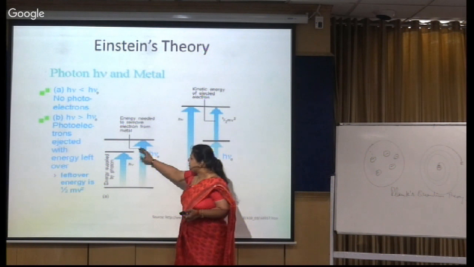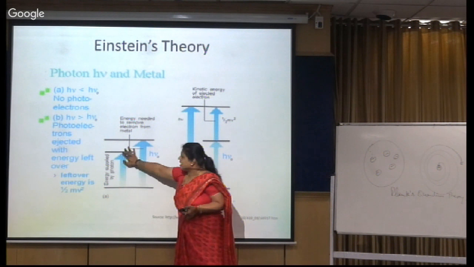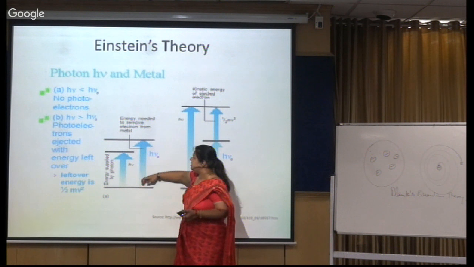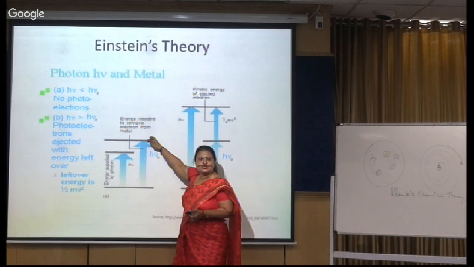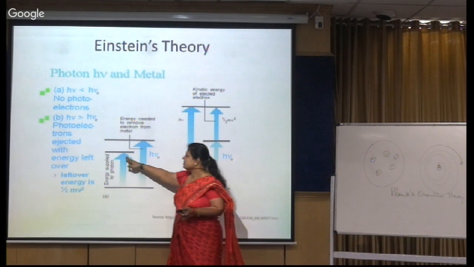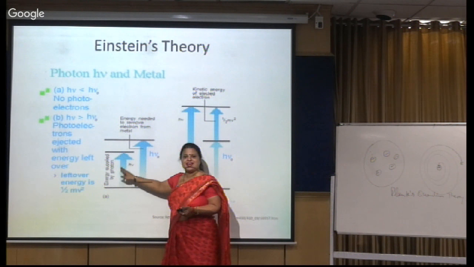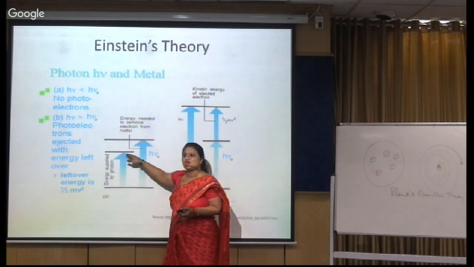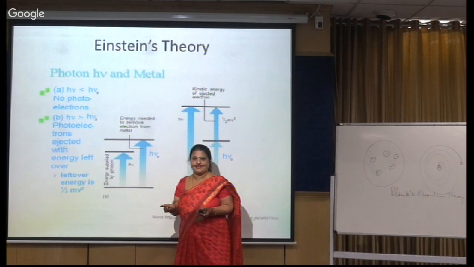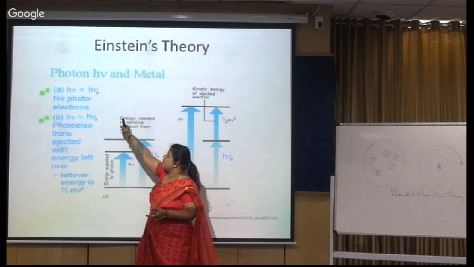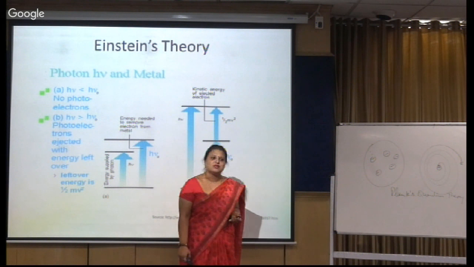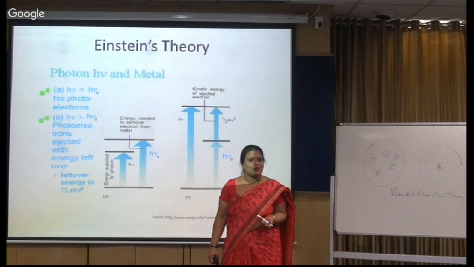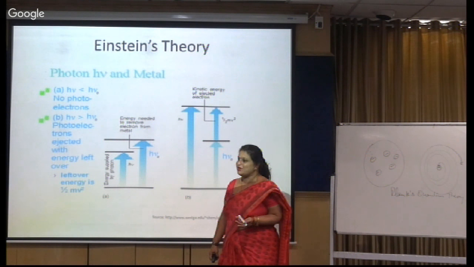Suppose this much is the amount of energy that is being supplied by the photon. But this much is the amount of energy that is required by the metal to release the electrons. Now, since the energy of the incident photon is less than the energy required by the metal to emit an electron, in such a case, no electron will be emitted. That means if h nu is less than h nu naught, where h nu naught is the threshold frequency, the frequency below which the metal will not emit electrons.